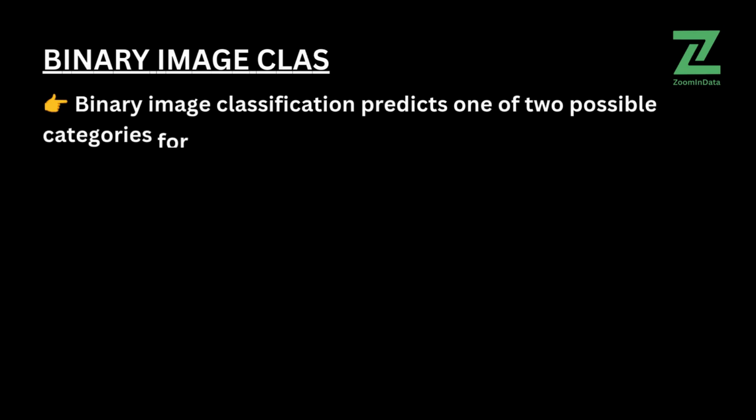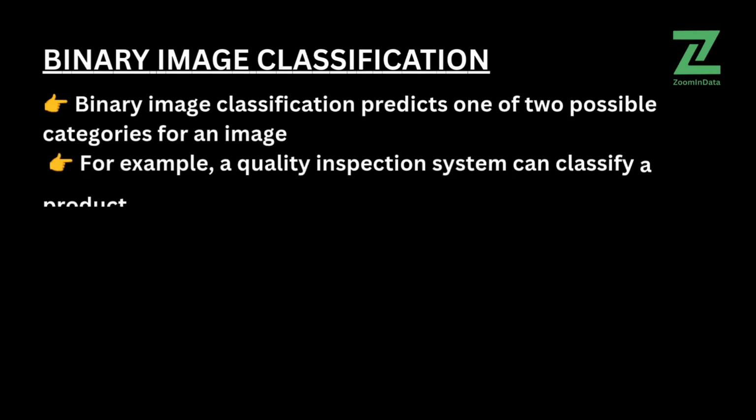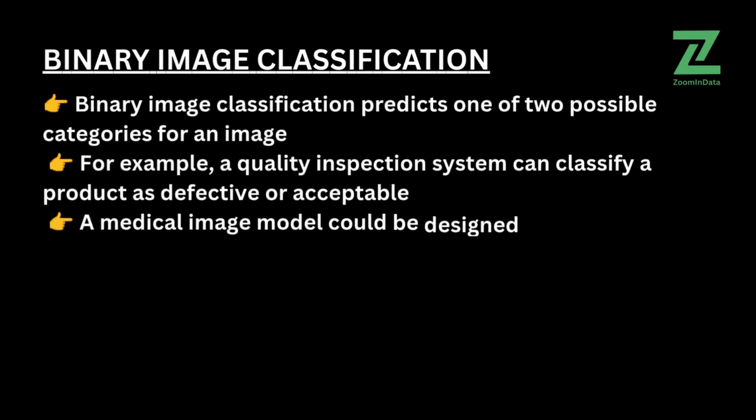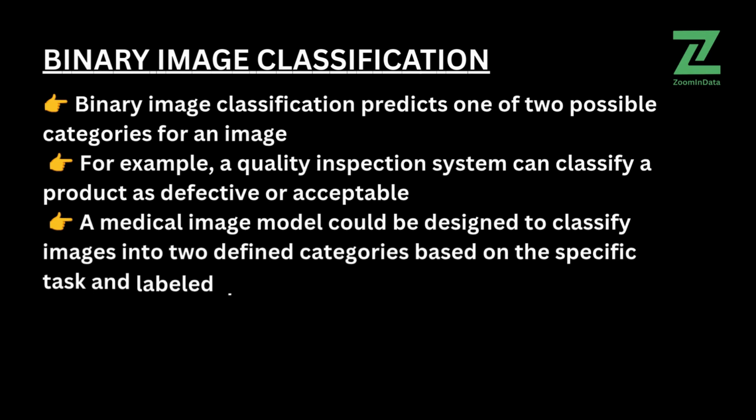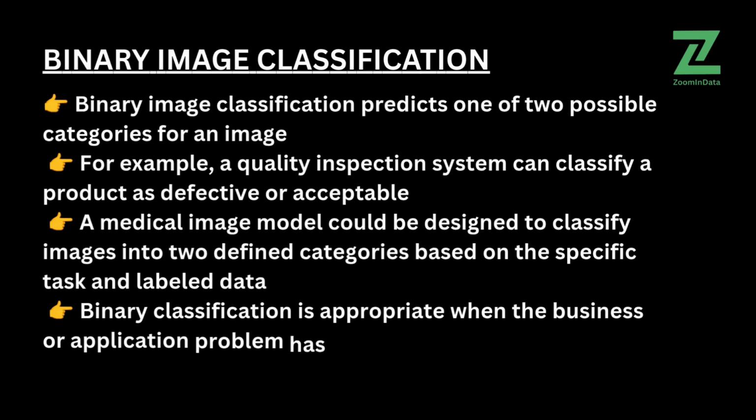Binary image classification predicts one of two possible categories for an image. For example, a quality inspection system can classify a product as defective or acceptable. A medical image model could be designed to classify images into two defined categories based on the specific task and labeled data. Binary classification is appropriate when the business or application problem has two meaningful outcomes.